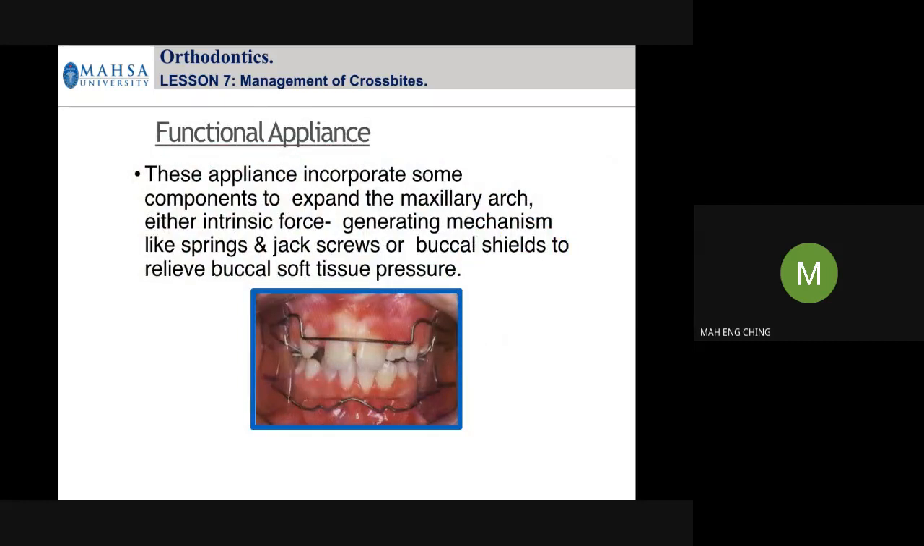Some people prefer to use the functional appliance. The typical example is this Frankel appliance. So we talked about this before. They just have so many shields, plastic or wire. They just shield or block your labial surface and palatal surface, take away the tongue, the cheek and the lips, so the teeth can move without disturbance. By doing that, sometimes the crossbite can be corrected.